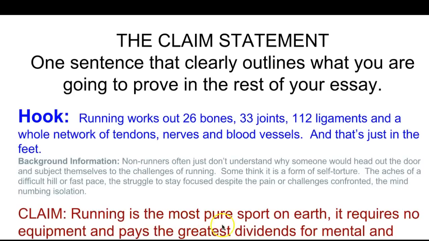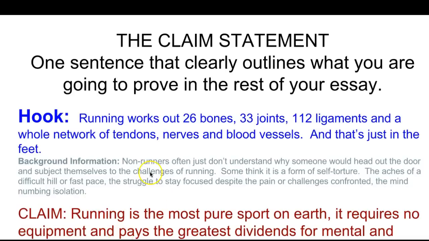The first one's going to talk about how this is a pure sport and how it requires no equipment, right? It's a real basic sport. The second one is going to talk about how it pays off for mental health, right? A dividend is a payoff. And then finally, the third body paragraph will talk about the physical health.